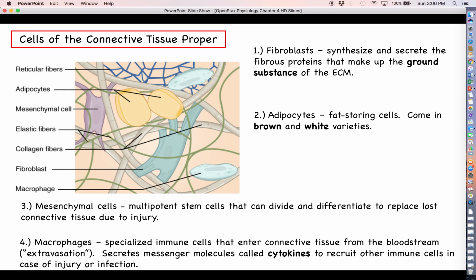And then finally, you have macrophages, which represent the immune system's presence within connective tissue. And these are types of immune cells that can enter the connective tissue from the bloodstream, a process called extravasation, which we can talk about much later on in the semester.